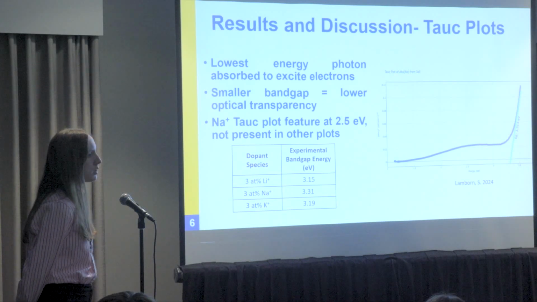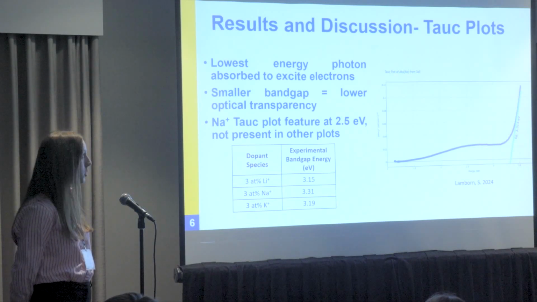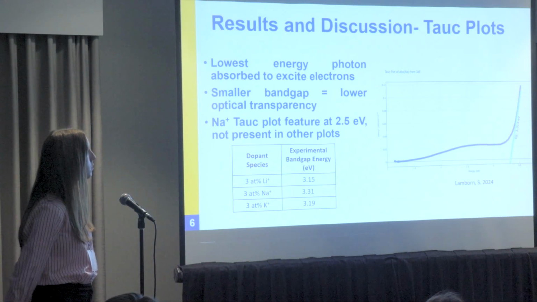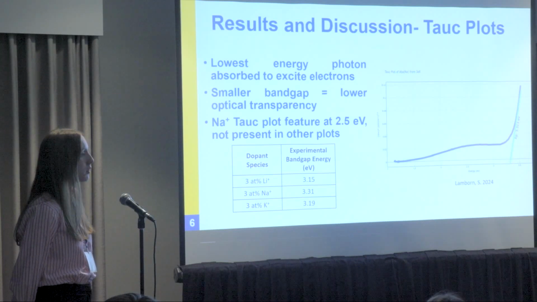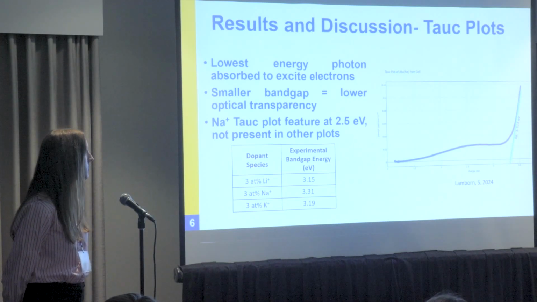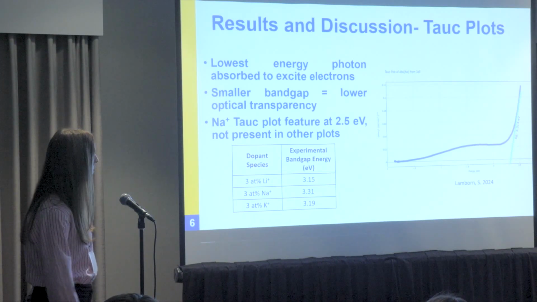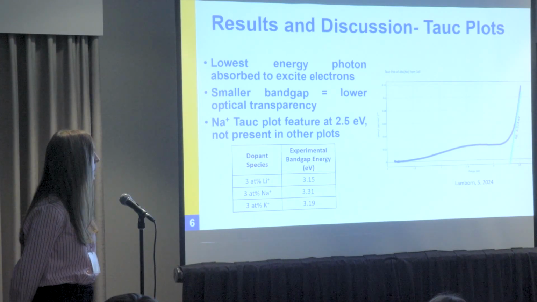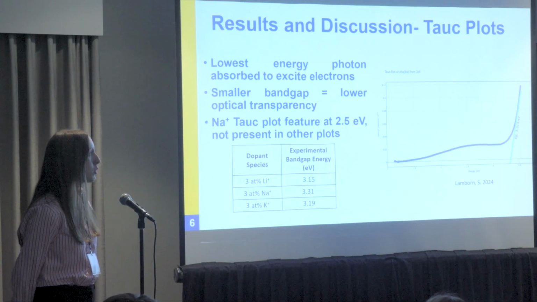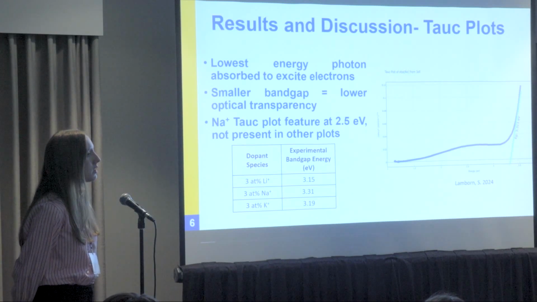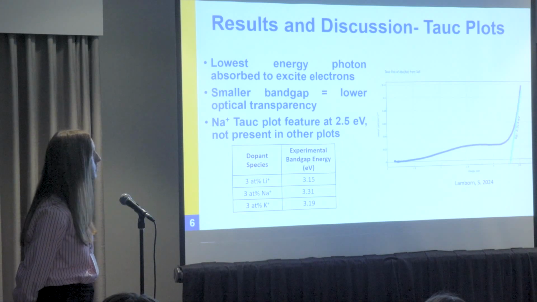So then we used our UV visible data in order to generate Tauc plots, which can show us the optical band gap of our material, which is the lowest energy photon that can be absorbed to begin the excitation of electrons. For our purposes, we're defining a smaller optical band gap as a lower optical transparency as these photons begin to approach the visible region.